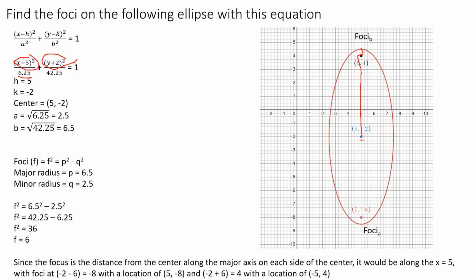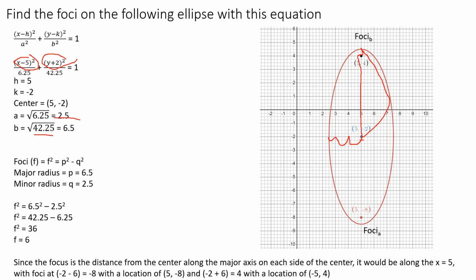I'm sorry, that is the vertical axis. Let me erase that. What is that? Make sure I'm right here. 6.5. So from here to here is actually 6.5. 6.5 squared is 42.25. And then if I go along the minor axis, 1, 2, 2.5.